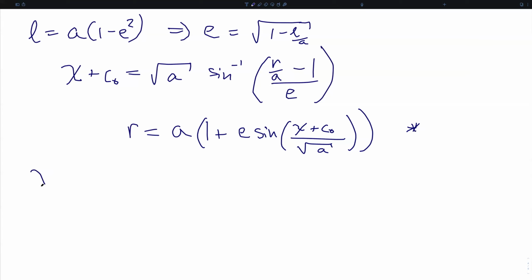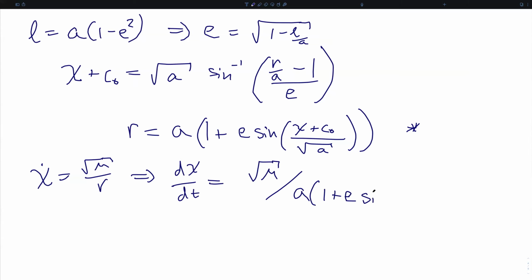Recall that we started off by defining chi dot as root mu over r, which means that we can now write d chi dt is equal to the square root of mu divided by this new form of r, which is a function of chi and c naught.